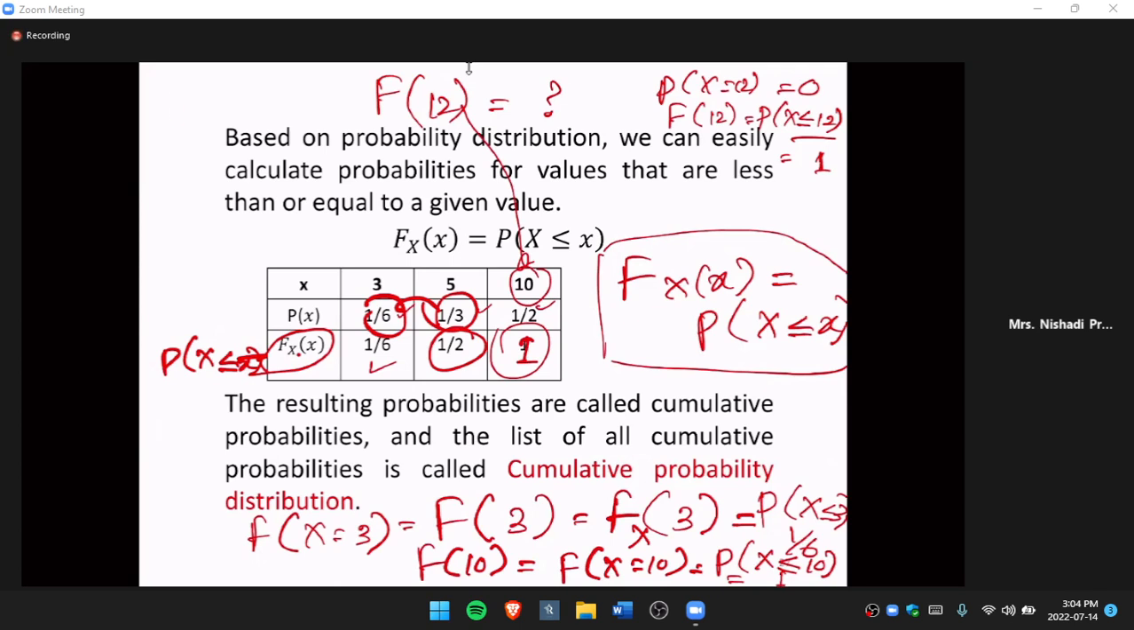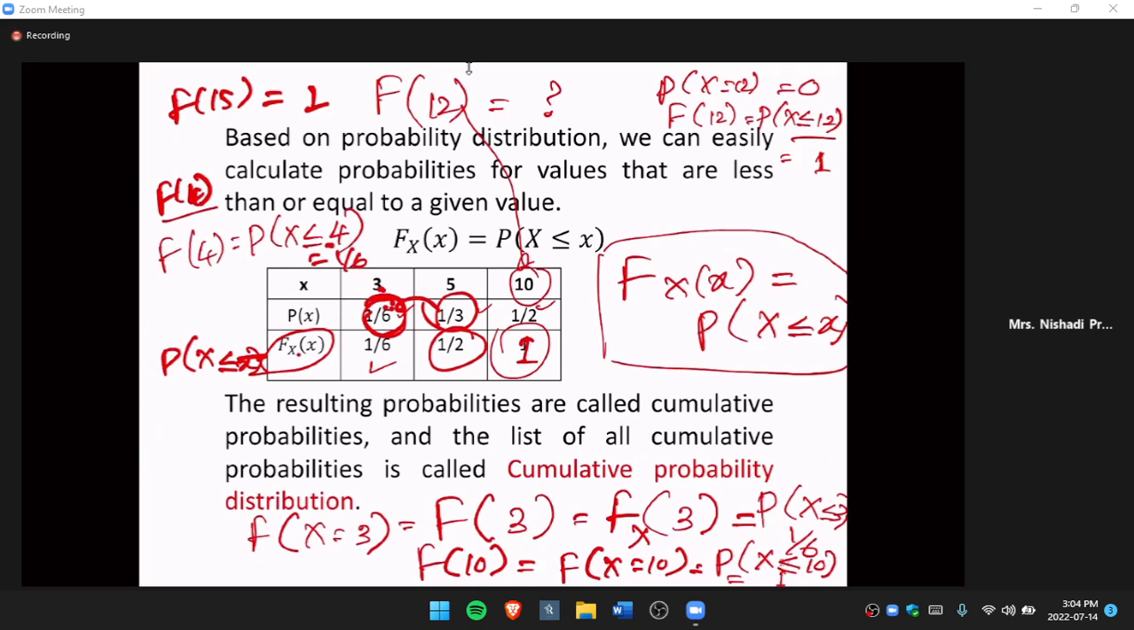If you are asked to find F of 50, that is also 1. If you are asked to find F of 4, now 4 is not in the table, but still you can find F of 4. How? F of 4 means probability when x is less than or equal to 4. Now 3 is less than 4. Therefore, you select probability when x equals 3, 1 over 6. Understand? Did you understand it?